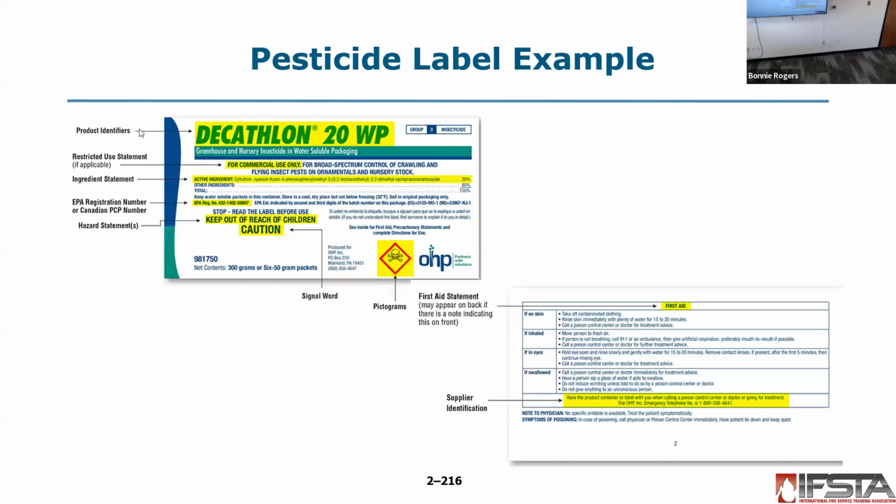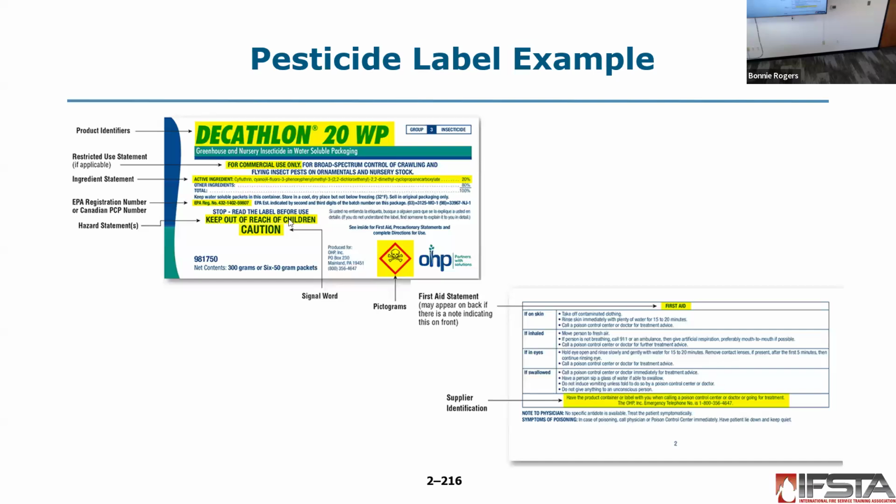So here we're looking at the pesticide. You've got your product identifier. So what is this? Here, for commercial use only, ingredients. That tells us what it is. You've got your EPA registration number. What's your hazard statement?